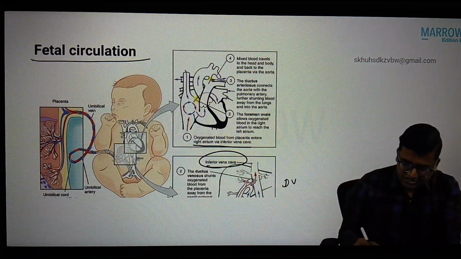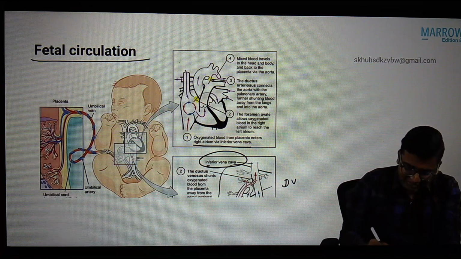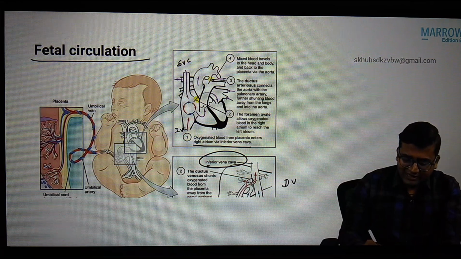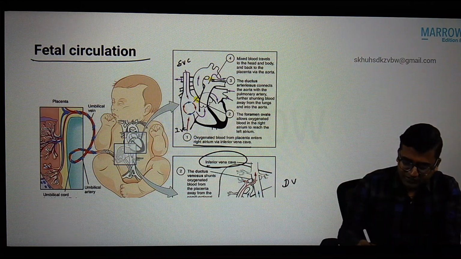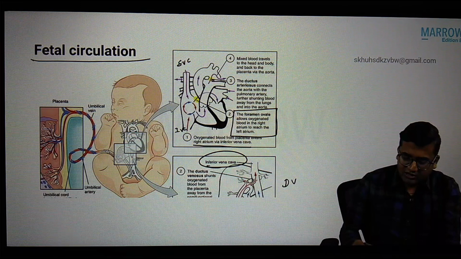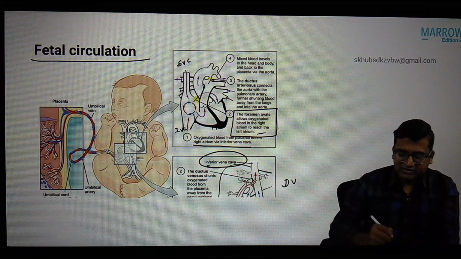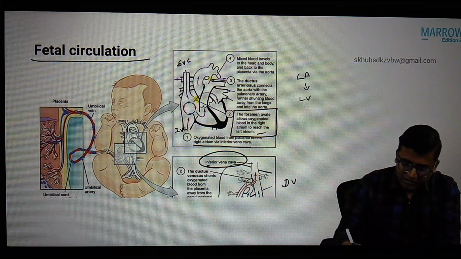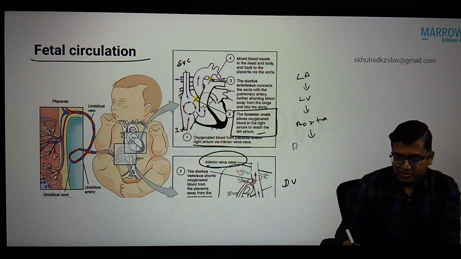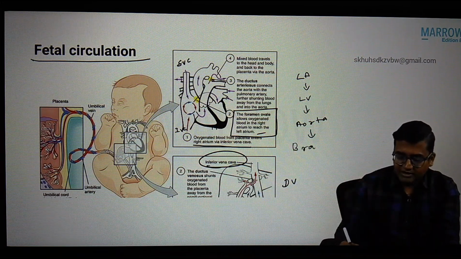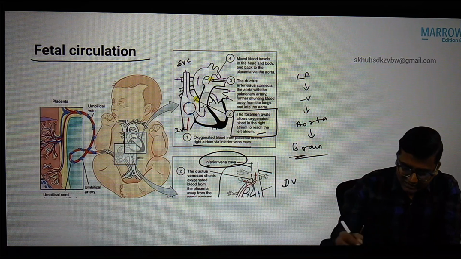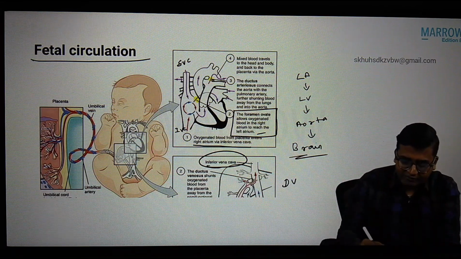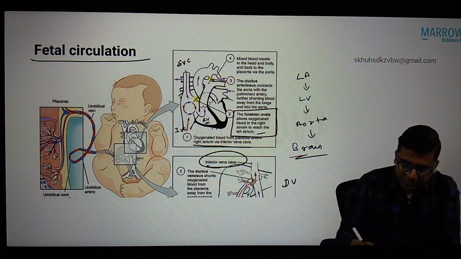Right. Now, the second shunt. The right atrium receives blood from the superior vena cava and the inferior vena cava. Between the right atrium and the left atrium, we have a shunt. That is our foramen ovale, which allows the oxygenated blood from the right atrium to reach the left atrium. Now, from the left atrium, the blood will go to the left ventricle, and from the left ventricle to the aorta. From the aorta, the oxygenated blood mainly goes to the brain. Number 3, some amount of blood from the right atrium will go to the right ventricle and to the pulmonary trunk.